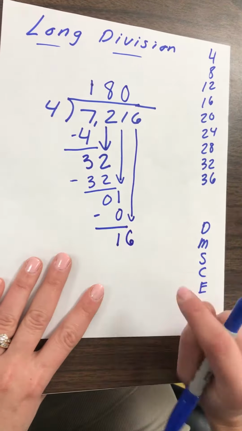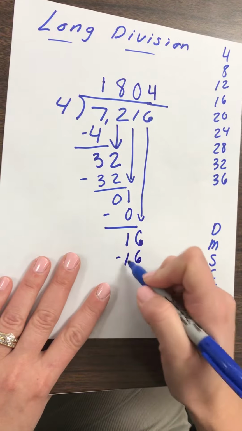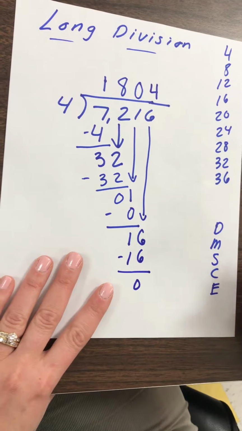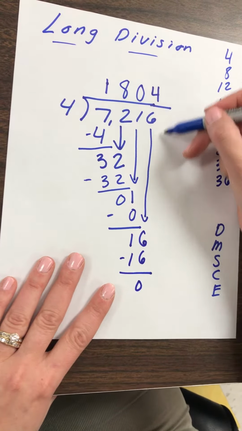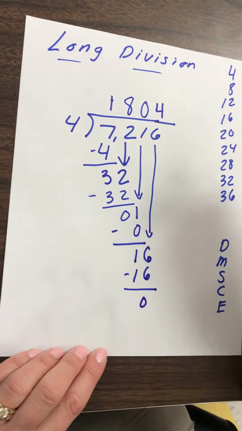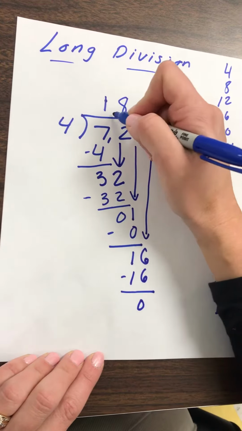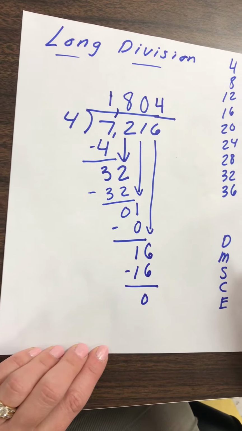16 divided by 4. I can make 4 groups of 4. 4 times 4 is 16. And subtract. So now for my last elevator step, I see if there's any more digits to come down. There aren't any. If I had anything left behind, that would be my remainder, and I would write that in my quotient, which I don't happen to have on this problem. So my answer is 1,804.